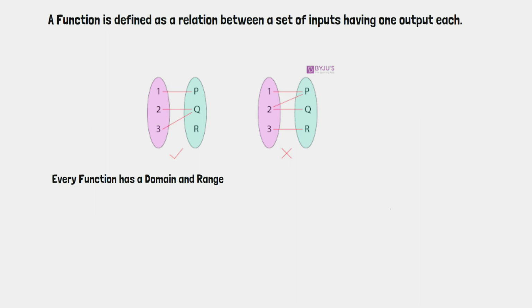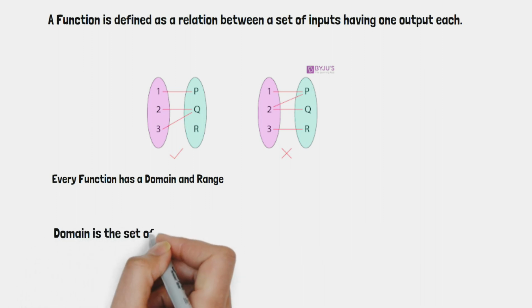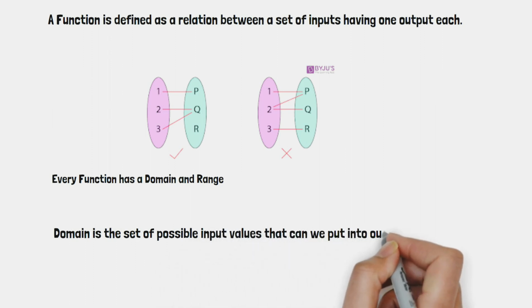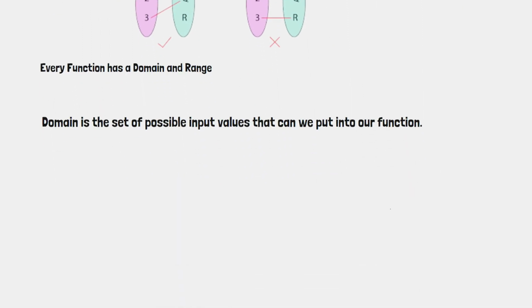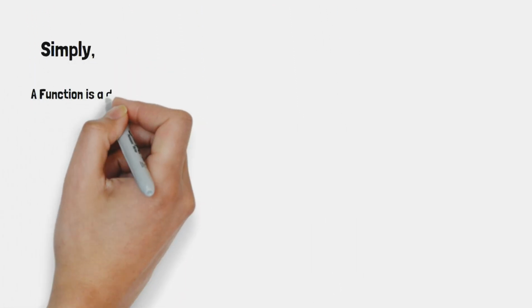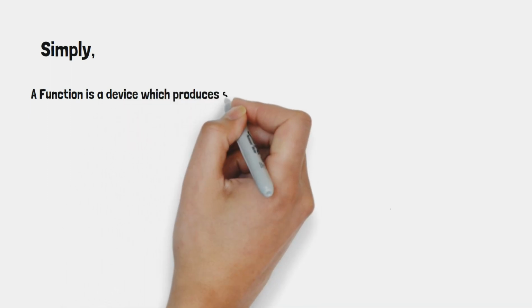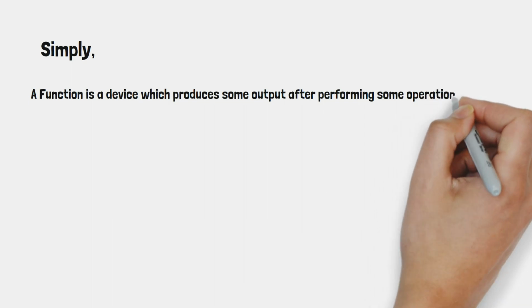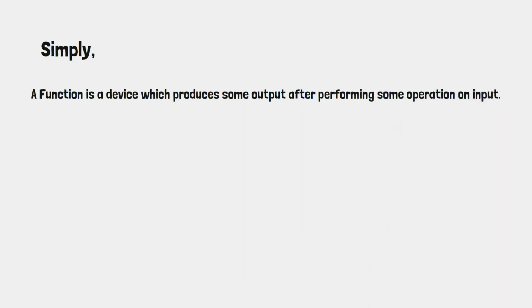The next question is, what is domain? So, domain is the set of possible input values that can be put into our function. However, range is the set of possible output values of the function. So, in simple words, a function is a device which produces some output after performing some operation on the input.